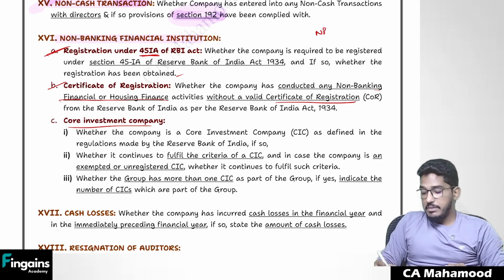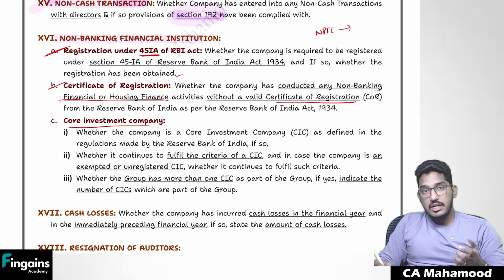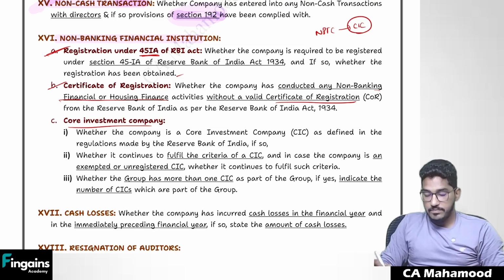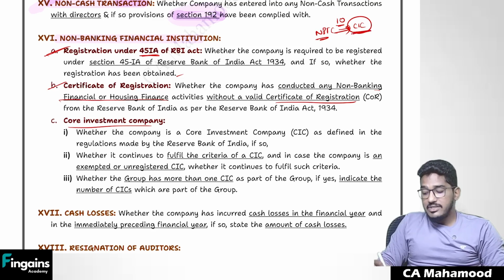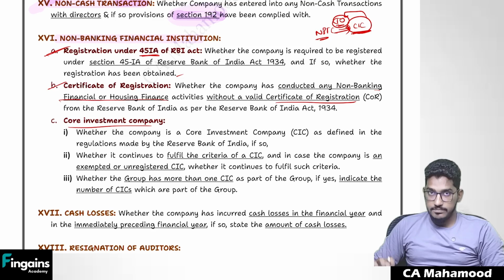See, after becoming an NBFC, if you fulfill some conditions, the NBFC will get a status called CIC, core investment company. If you get CIC status, you will enjoy some benefits. So I need to comment whether, for example, after becoming an NBFC, if you fulfill 10 conditions, you will get the status of CIC. So in case my client is enjoying the status of CIC, I need to check whether those conditions are fulfilled continuously or not.